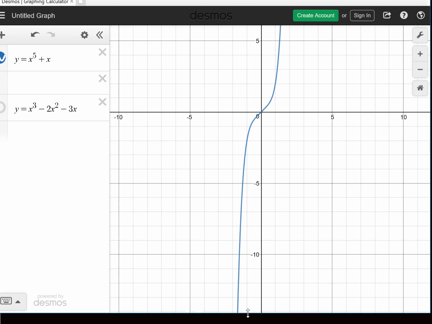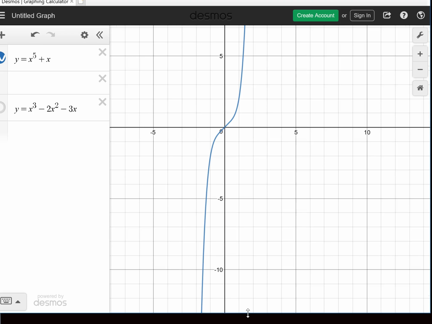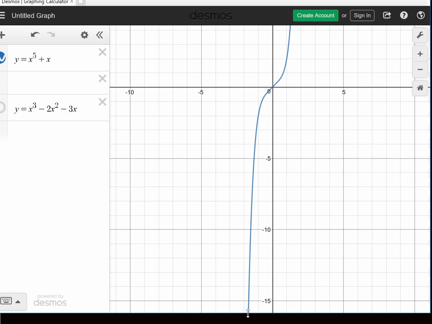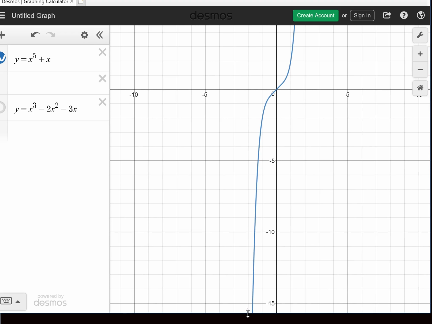Again, if you notice the end behavior on this, this end down here is going down, but this end is going up. So what we say is it has opposite end behaviors. And that's going to be true anytime we have an odd exponent.